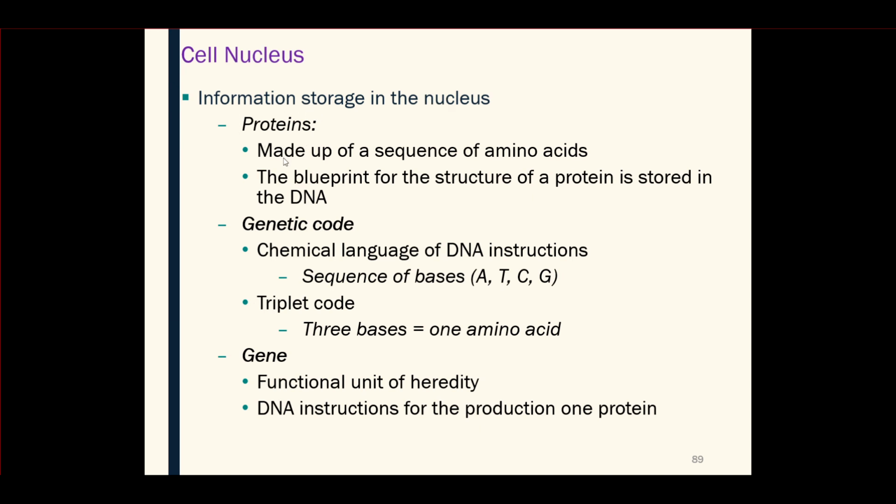The information that's stored there is made up of a sequence of amino acids. If you remember that proteins are made up of amino acids, and those amino acids need to be in a certain sequence. They can't be random in order for that protein to work. That was the primary structure of a protein. So the nucleus contains the blueprint for the structure of a protein that is stored in the DNA. And I'm going to teach you how that is retrieved. How do we get that blueprint when we go to the next lesson?